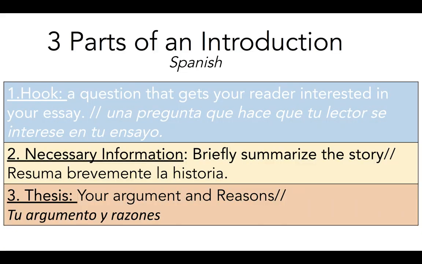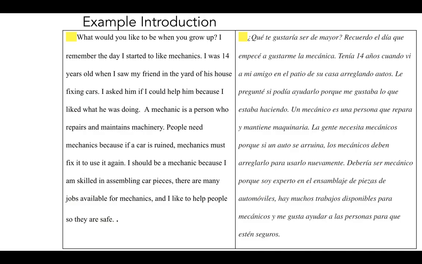The introduction has 3 parts: the hook, a question that gets your reader interested in your essay; necessary information that briefly summarizes the story; and your argument and reasons, which is called your thesis. A thesis is very, very important. The last sentence of your introduction must have a clear argument and reasons that you will talk about in the other paragraphs of the essay. Let's see an example.